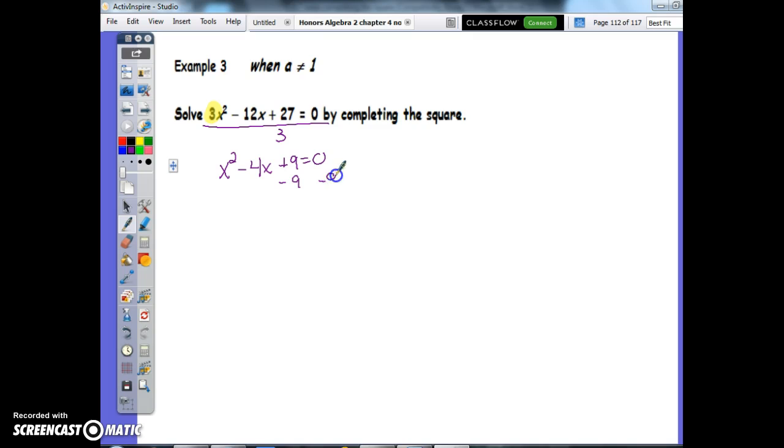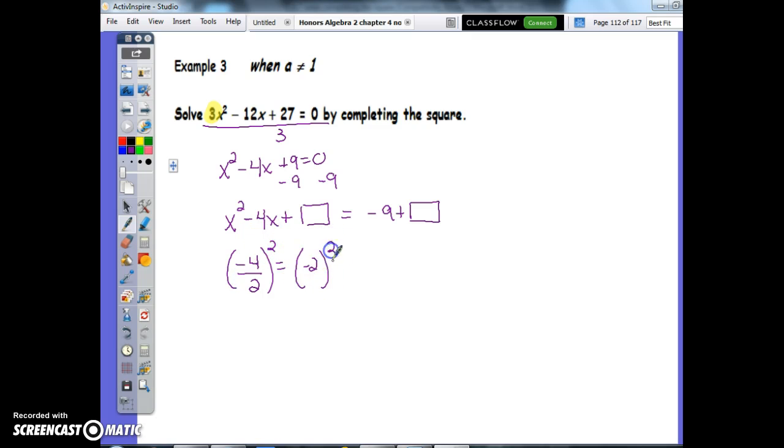I'm going to bring the 9 over. X squared minus 4x plus something equals negative 9 plus something. Well, that something is half your middle term squared. Negative 4 is my middle term. I take half of it. So half of negative 4 is negative 2, squared is 4. This 4 gets put in these two boxes. You add it to both sides. So plus 4, plus 4.